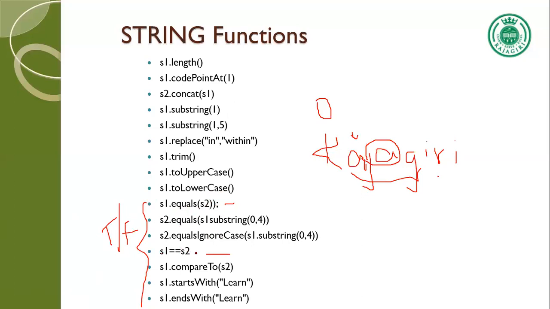You can check equality of a substring together with a parent string. Take off a substring 0 to 4 and then check the equality. Then you can again check equality ignoring the case. Equals to is case sensitive. This is case sensitive. This is not case sensitive.